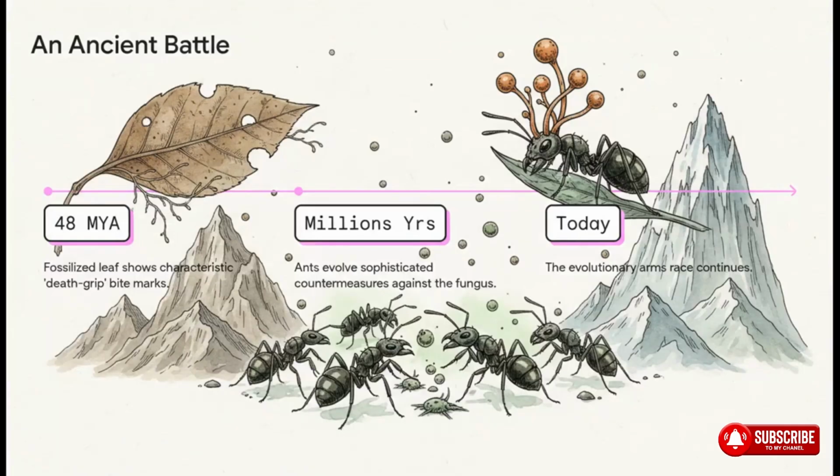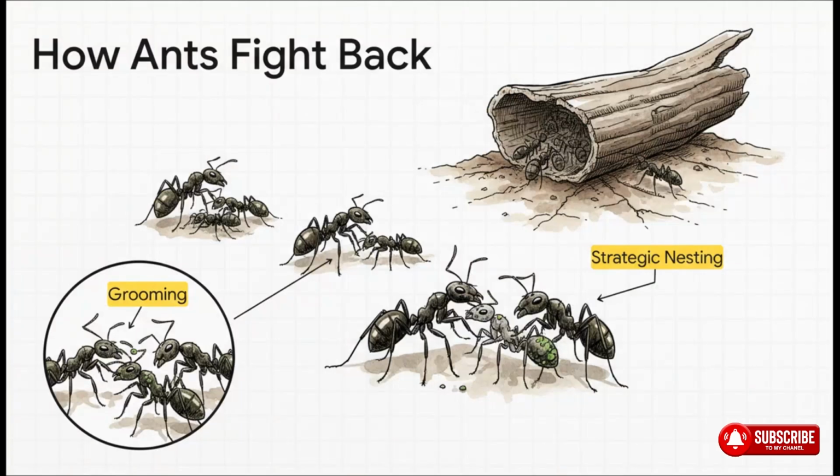And get this, this microscopic war has been going on for an unimaginably long time. It's not new. Scientists actually found a fossilized leaf that's 48 million years old, and it has the exact same distinctive death grip bite marks on it. This battle is older than the Himalayas. But you know, ants aren't just helpless victims in all this. They've been fighting back for millions of years.